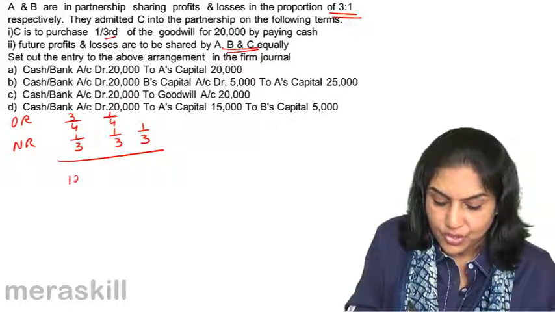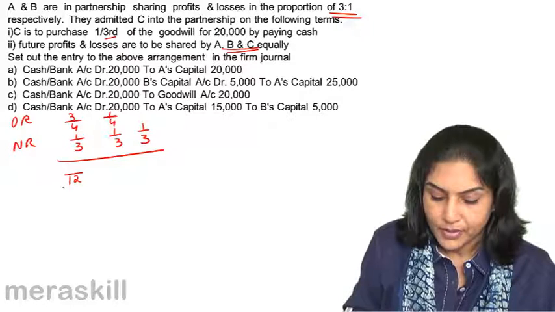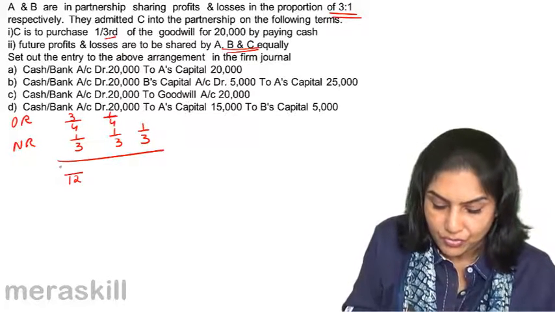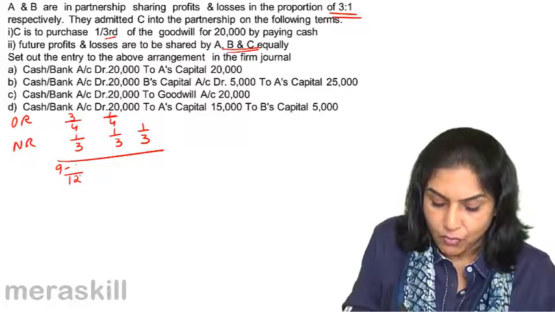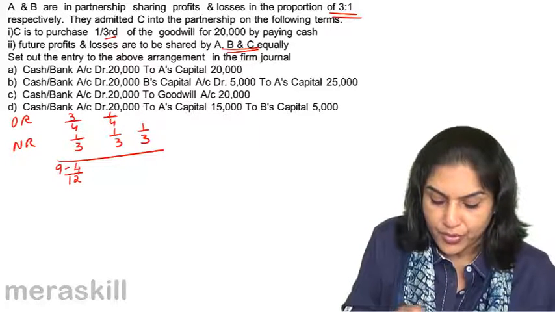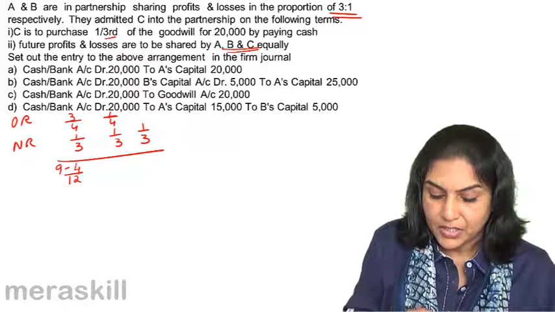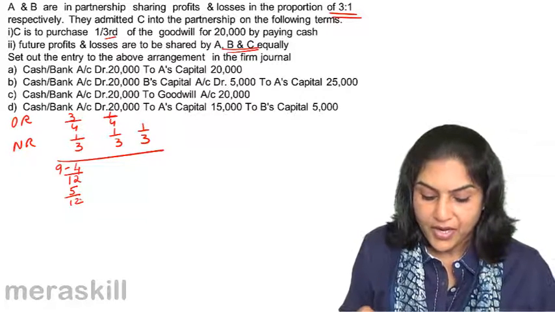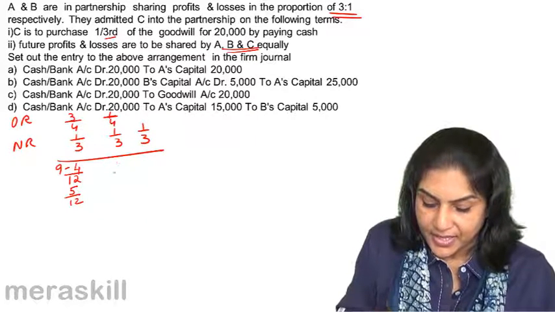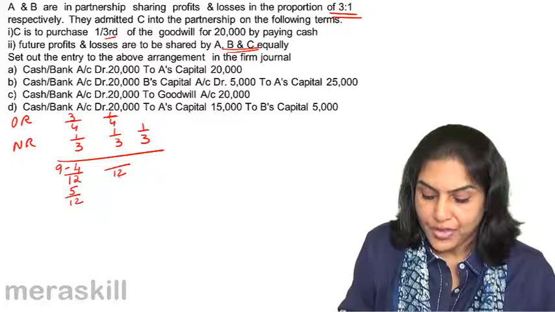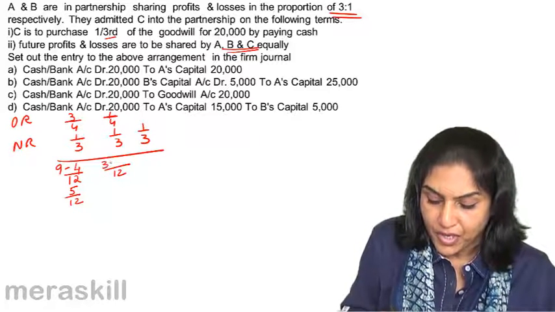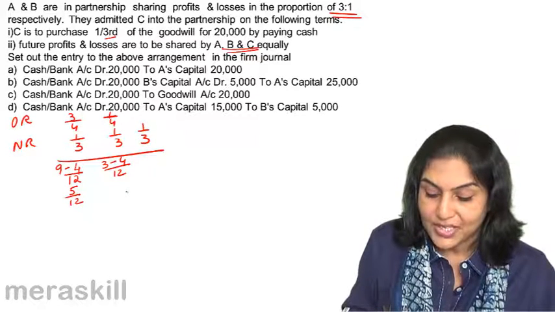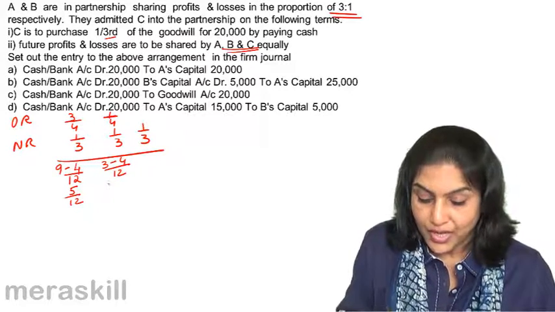If I take 12, old ratio minus new ratio: for A, 12 divided by 4 is 3, into 3 is 9, minus 12 divided by 3, which is 4, into 1. So 9 minus 4, that is 5/12. As far as B is concerned, again I take 12. So 12 divided by 4 is 3, minus 12 divided by 3, I get 4. So here he stands to gain.